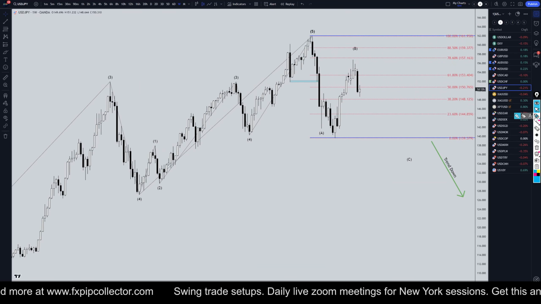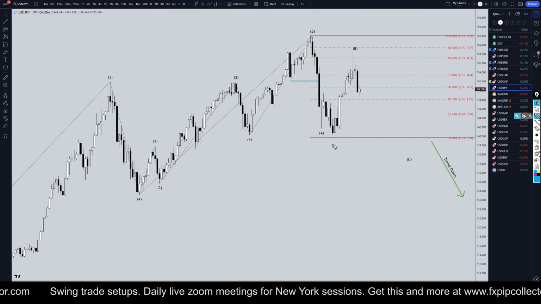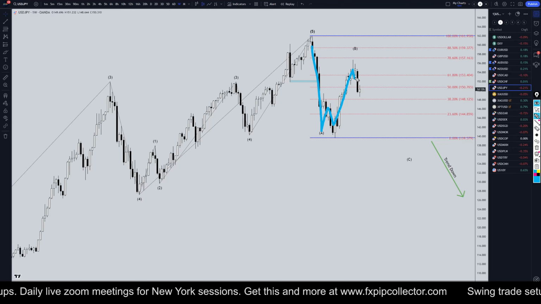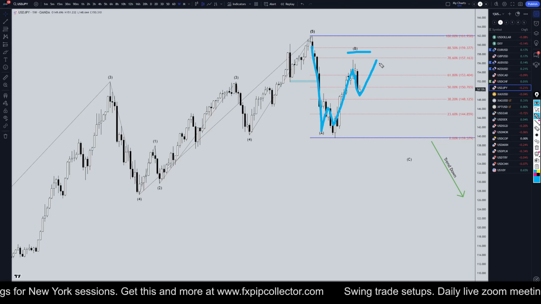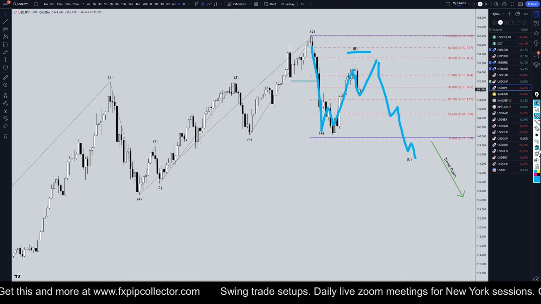Heading down to the weekly time frame, I have it labeled as an ABC, but like I said, it could be a 1, 2, 3. It definitely looks like impulsive down. It definitely looks like corrective up. We might actually get another push up to make a more proper looking ABC or B before we go down and make that wave C. It's definitely starting to look like that is the more likely scenario.